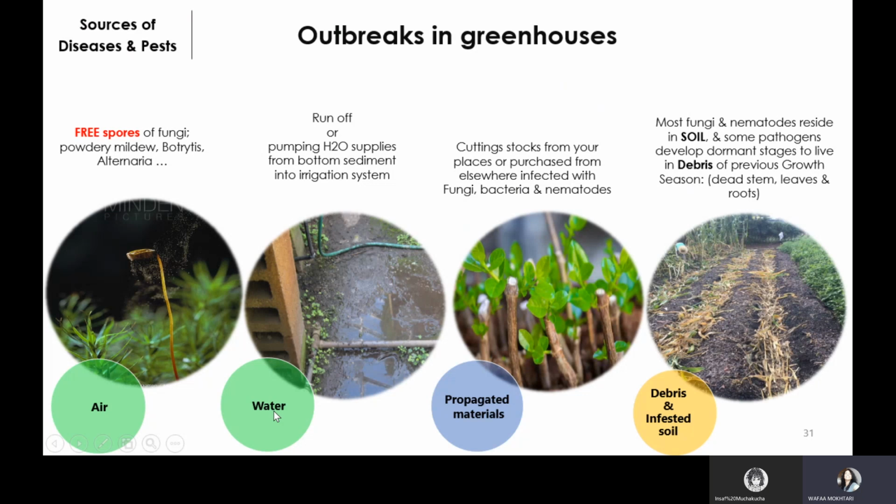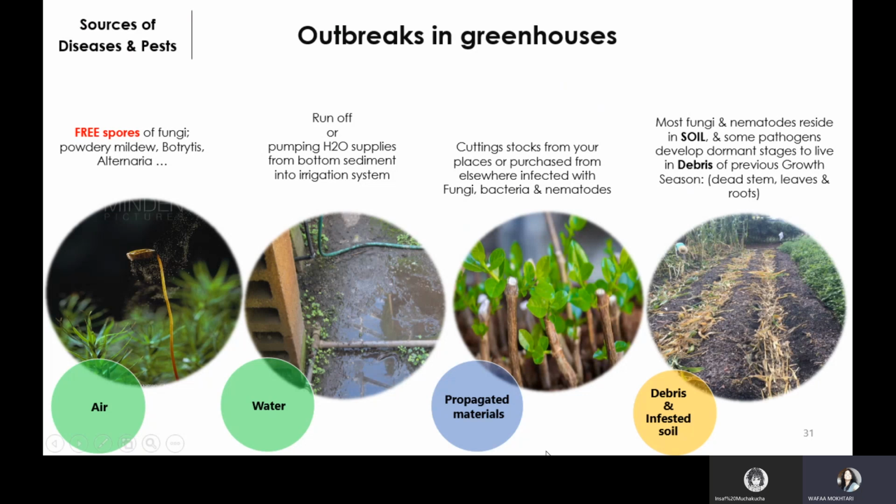Water is one of the most important sources of disease and pest outbreaks. It could be just simple runoff, like this here. And those are really important sources of pests and diseases in your greenhouse. It may also be pumped water supplies in the irrigation system. So you should know that your water is free from pathogens or pests, or even parasites like nematodes.